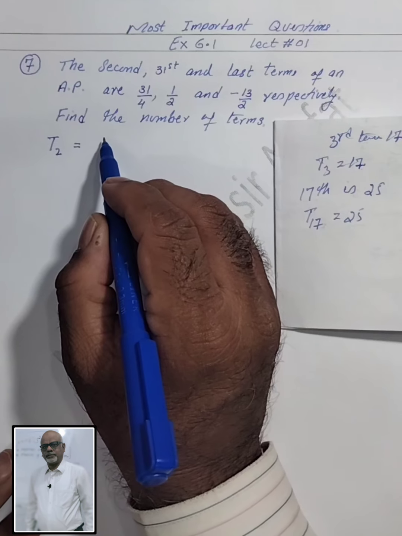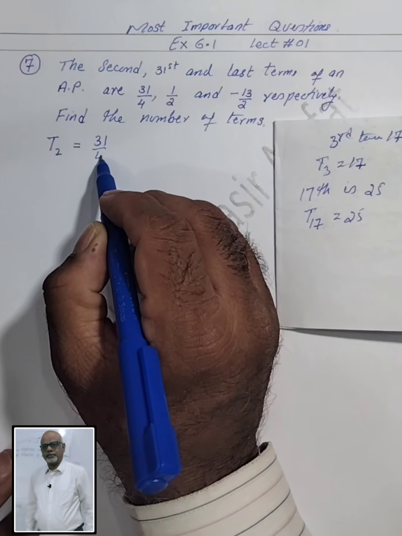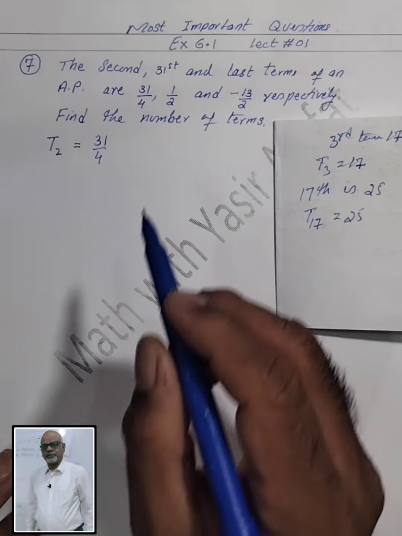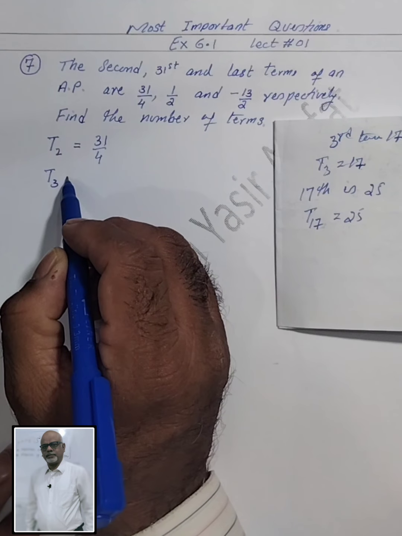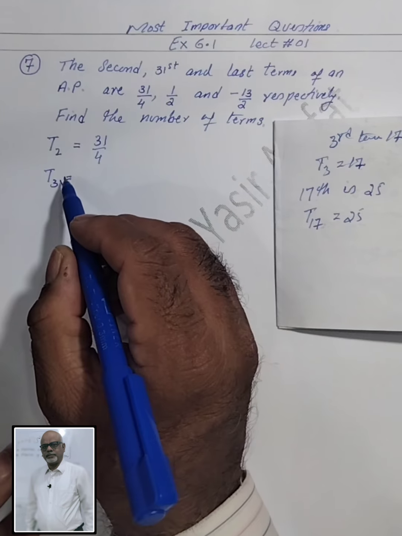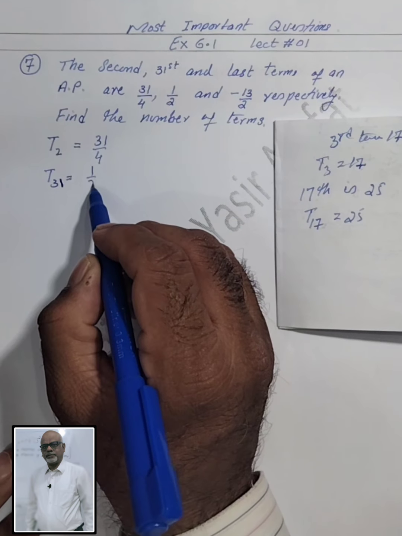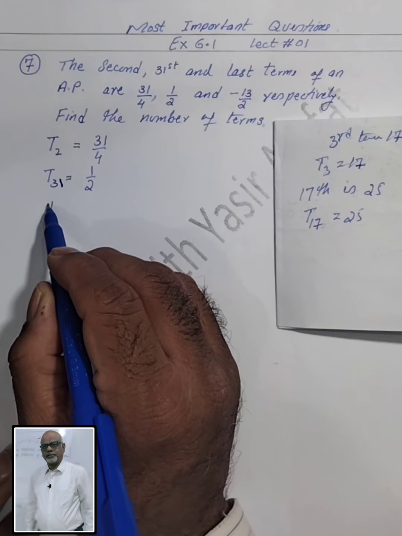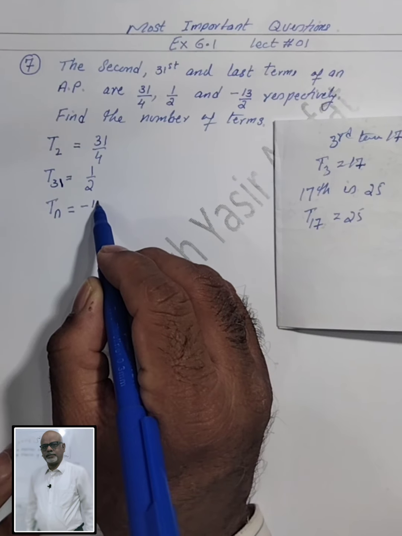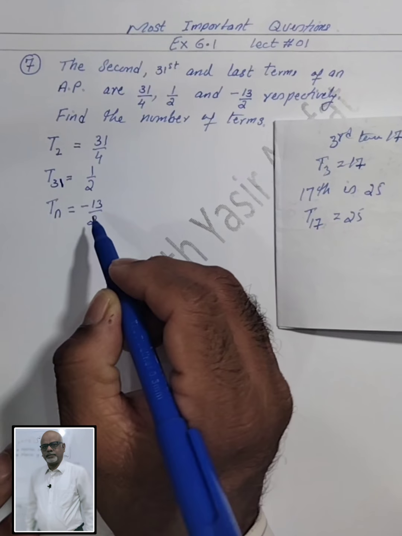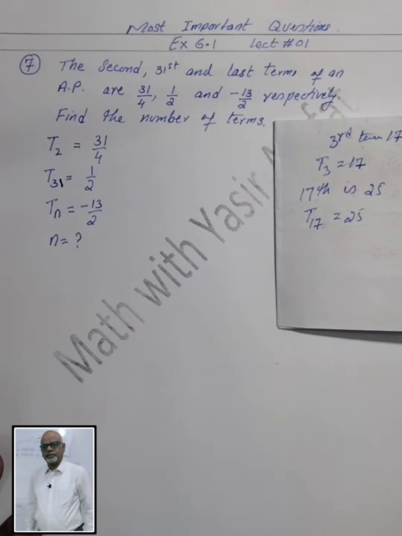So here this is T2, it is 31 over 4. T31, it is 1 over 2, and the last term means Tn, it is equals to minus 13 over 2. Find the value of n here.